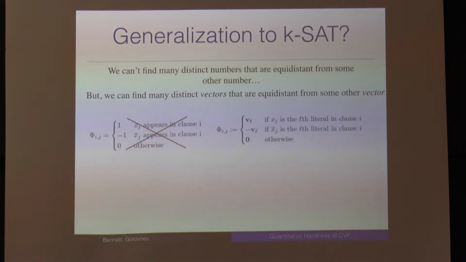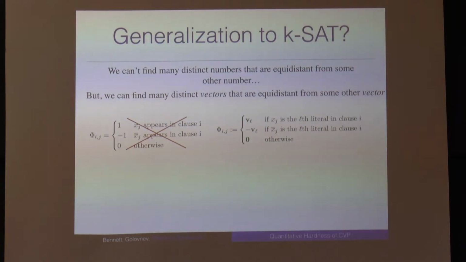So I want each clause to have a bunch of different vectors corresponding to it. The way I do that is I say the lth literal in the clause is going to get v_l. So the first one that appears in the clause will have one vector, the next one will have another vector, etc.